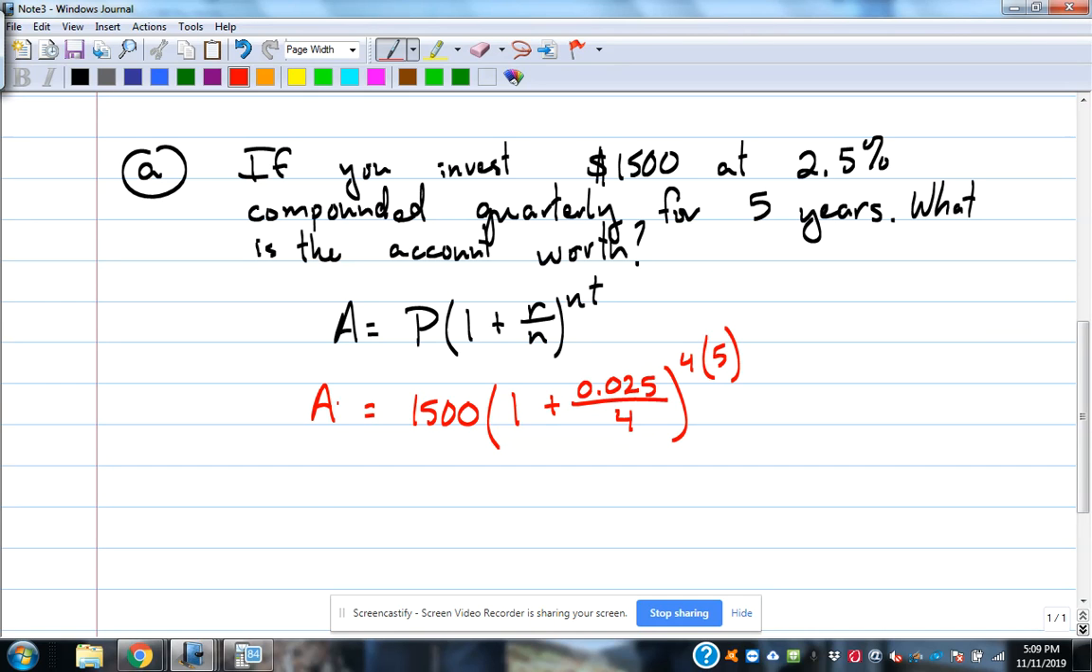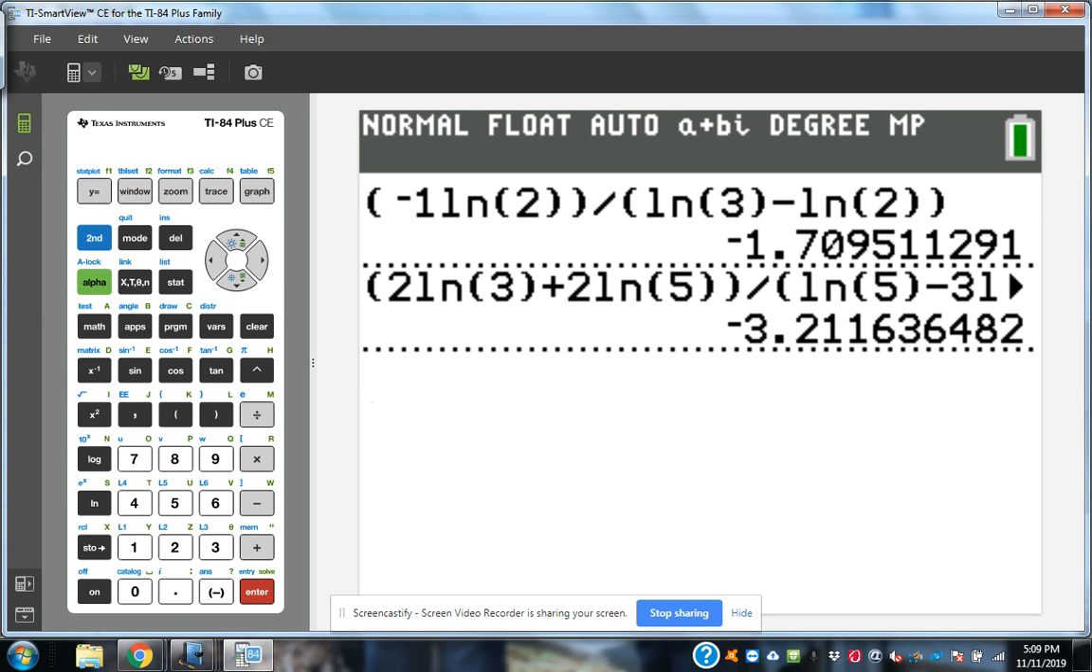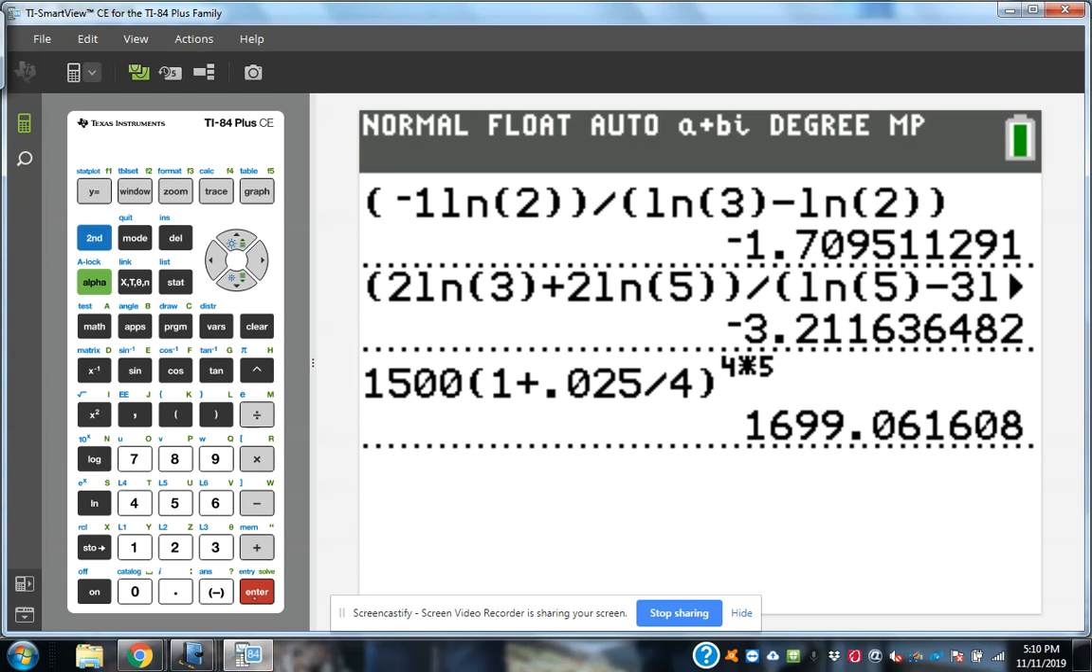So all this problem is just plug it in, crank out the answer. I'm just going to get my calculator out and type that in. 1,500 parentheses 1 plus 0.025 divided by 4. Close the parentheses. Caret symbol to get the exponent, and then it's 4 times 5, which you could work out and put 20 up there if you wanted to.